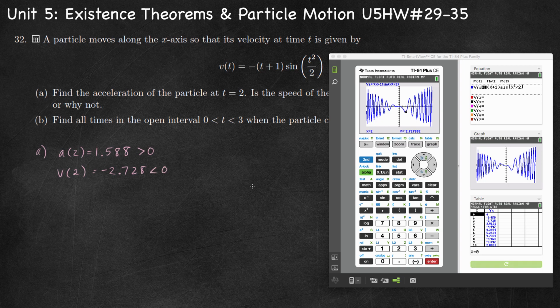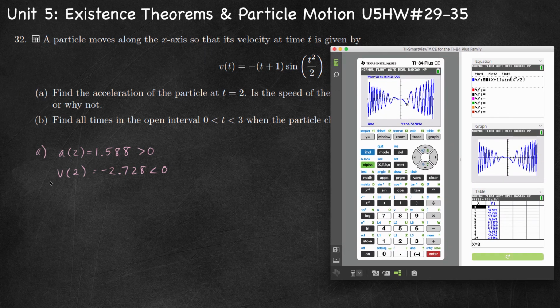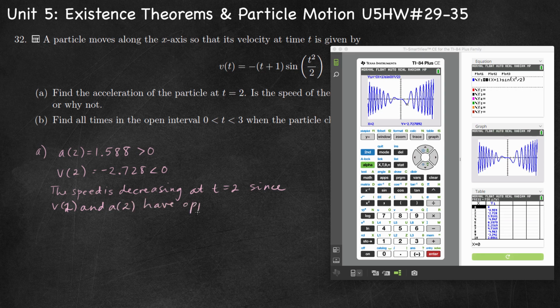Which is negative. So at time t equals 2, the acceleration and velocity have opposite signs, and that means that the particle is slowing down. So is the speed increasing? No, it is not. The speed is actually decreasing at that time. The speed is decreasing, or we can say the particle is slowing down at t equals 2, since v of 2 and a of 2 have opposite signs.